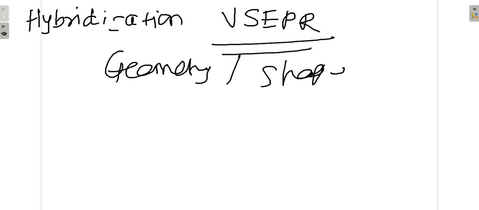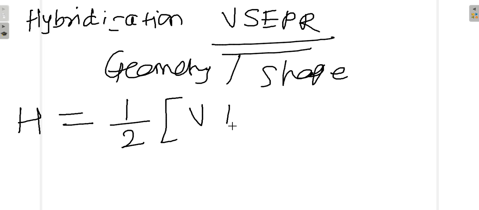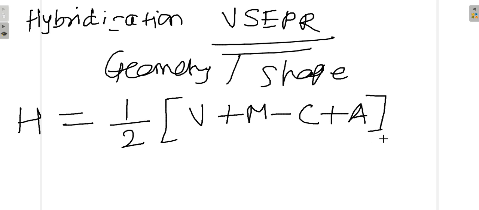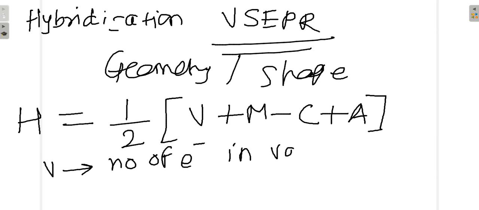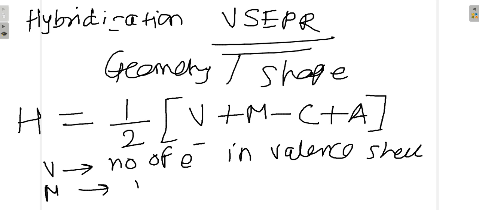So we are writing two very important formulae. The first formula is index of hybridization. It is half of V plus M minus C plus A. What is V? Number of electrons in valence shell of the central atom. M is the number of monovalent atoms whose valency is 1.